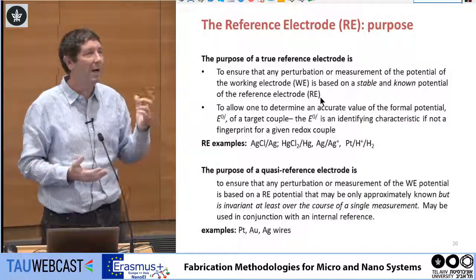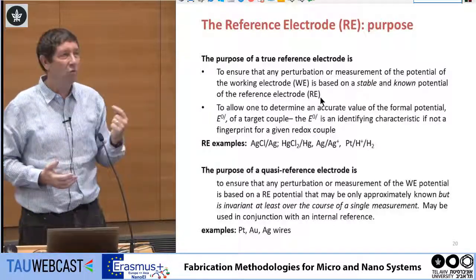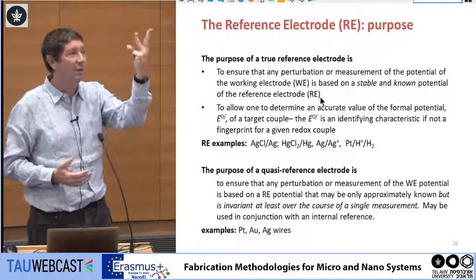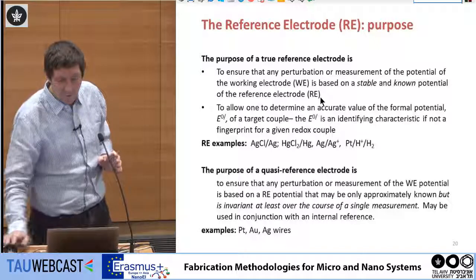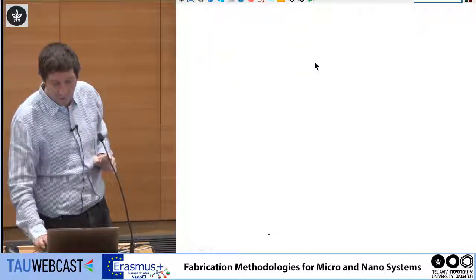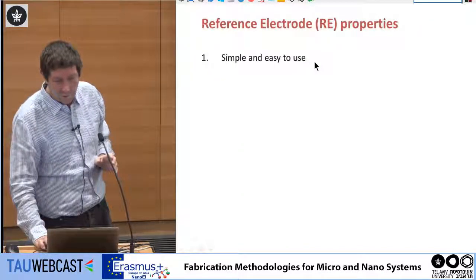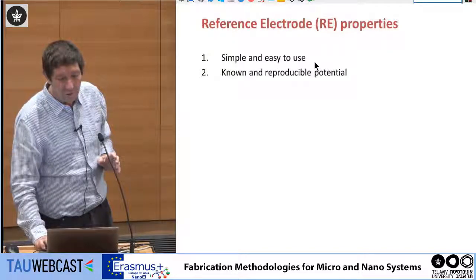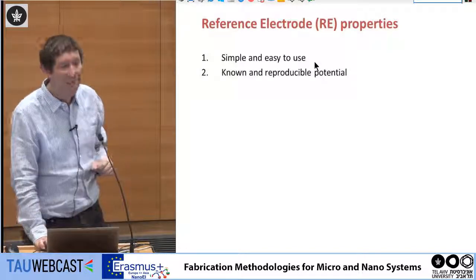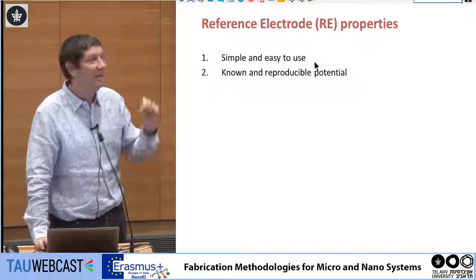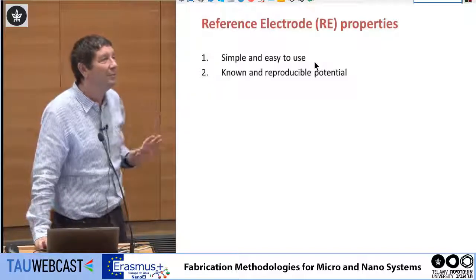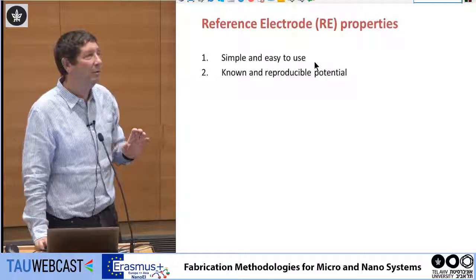what we do is add another electrode. So usually we don't have two electrodes, we have three electrodes. We have an electrode of materials we call reference electrodes. And the reference electrodes should be easy to use, and should have a known and reproducible potential that somebody else calibrated for me, either by Kelvin probe or another method.